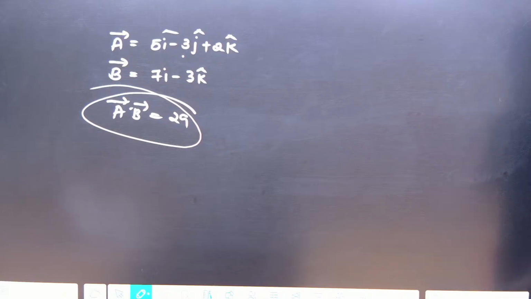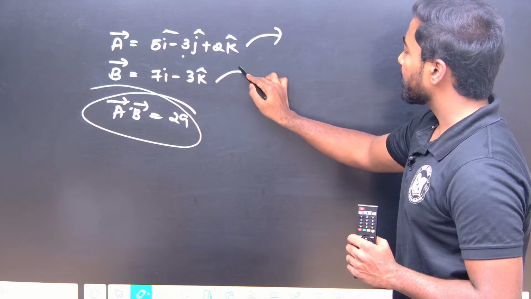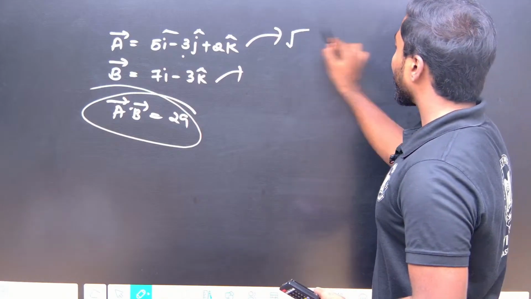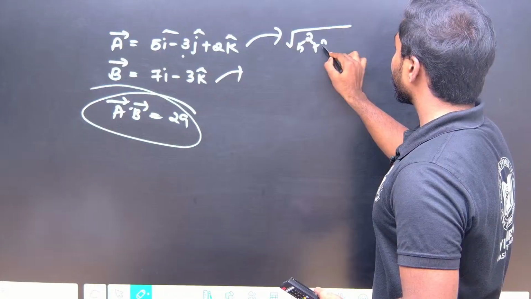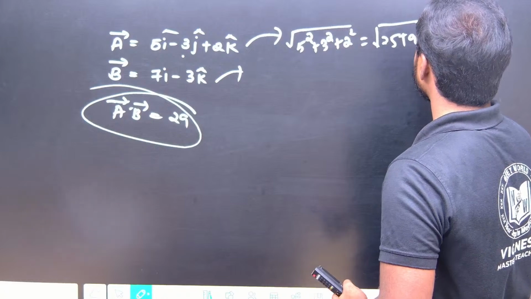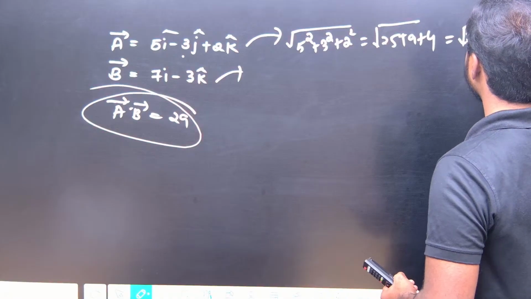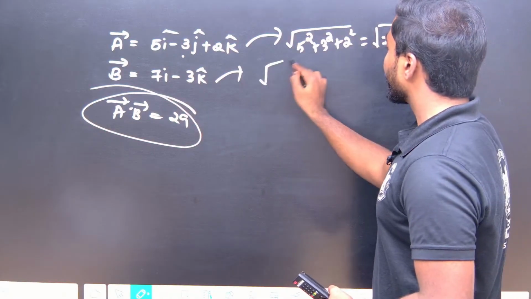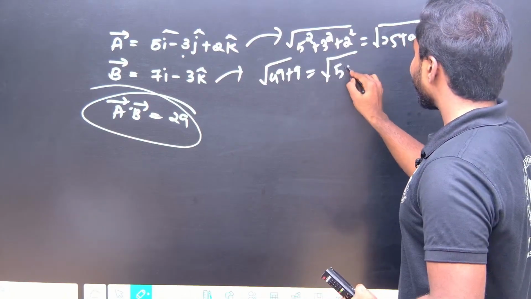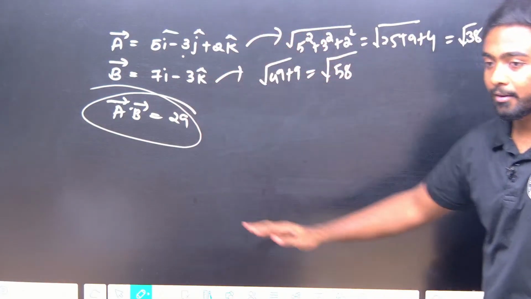Got it? Yeah. Now can you give the magnitude of this A and B separately? What will be the magnitude? So magnitude is nothing but the square root of 5 square plus 3 square plus 2 square, which is nothing but 25 plus 9 plus 4, 34 plus 4, 38, right? Okay. For this one, root over 49 plus 9, which is nothing but 58. That's it. Okay, this is the magnitude of A separately and B separately.